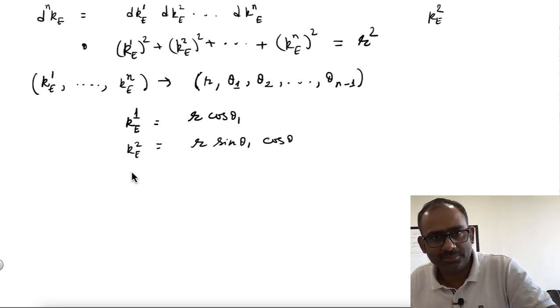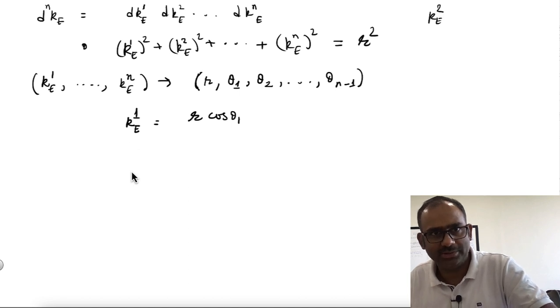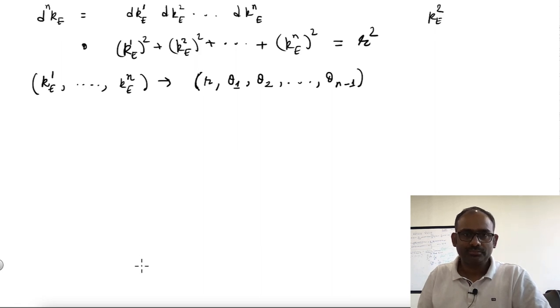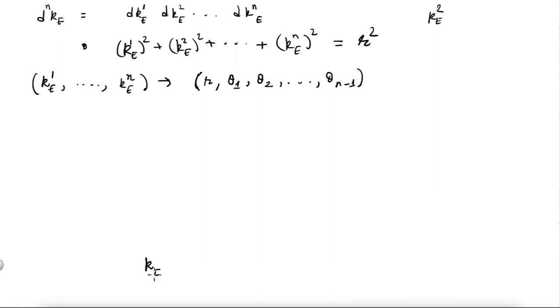Okay, even though I am going to write exactly the same thing, I want to write it in a different order, it will be useful. So, ξ_n, the nth component, I will parameterize as r sin θ1 sin θ2 and so forth, sin θ_{n-3}, sin θ_{n-2}, sin θ_{n-1}.